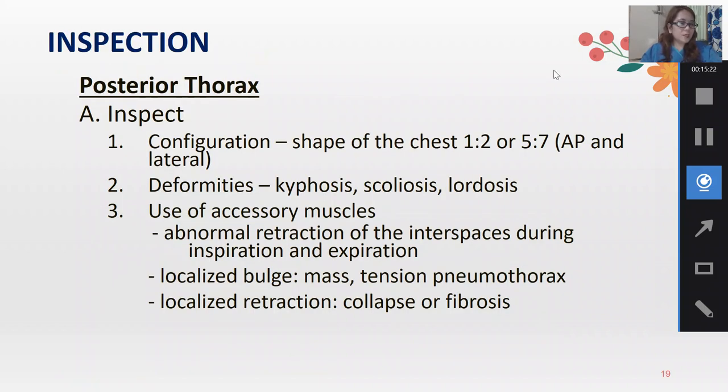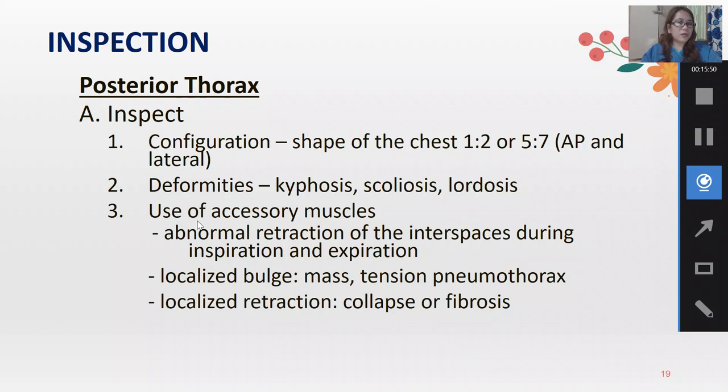Okay. So, for inspection of the posterior thorax, again, ulit-ulit lang ito, yung configuration, findings nyo sa configuration. 1:2 or 5:7 AP and lateral view. There are no deformities like kyphosis, scoliosis, or lordosis. I'll discuss each of these. Ano ba tong kyphosis, scoliosis, and lordosis? How does it look like?